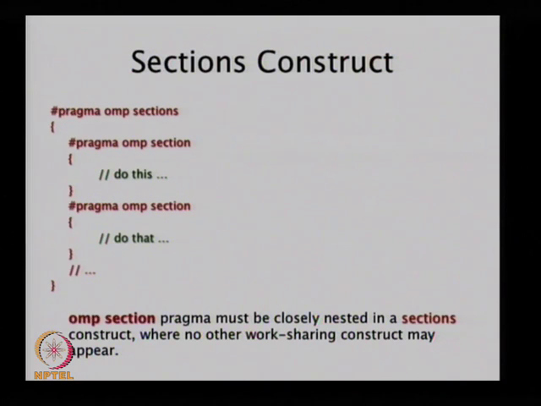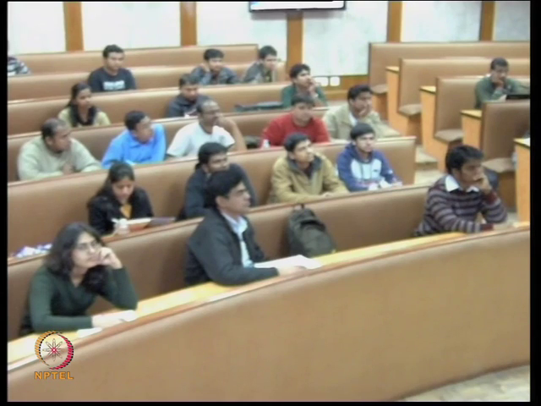The other thing is that sections is somewhere between parallel and for. Because in parallel, there is no notion of reduction, but in sections, you can actually have a reduction. At the end of the sections, I think there is a value.